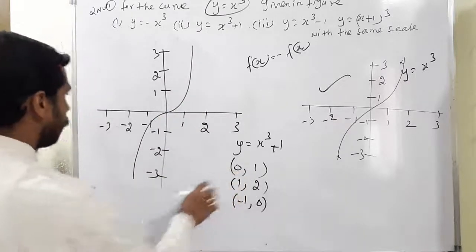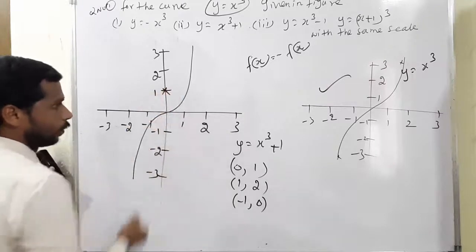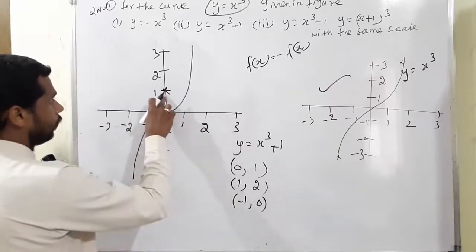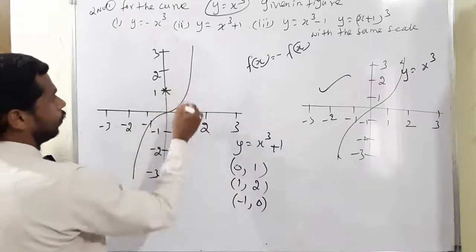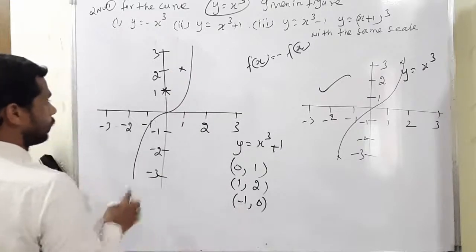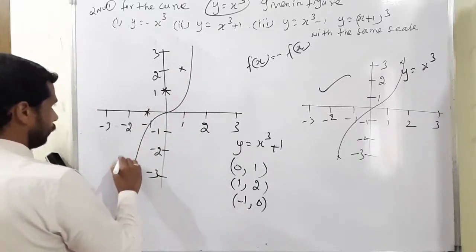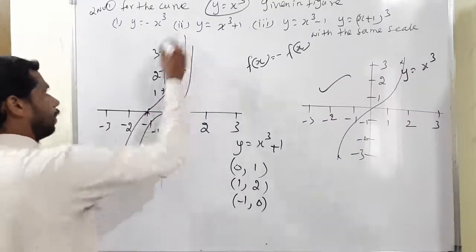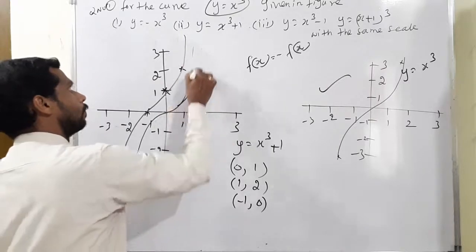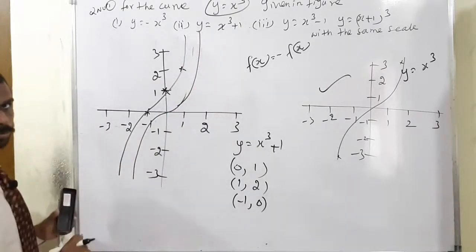Now 0, 1: x is equal to 0, y is equal to 1. Next one, 1, 2: x is equal to 1, y is equal to 2. Then minus 1, 0 here, isn't it? Therefore, just the parabola shape. Okay, this is subdivision 2.